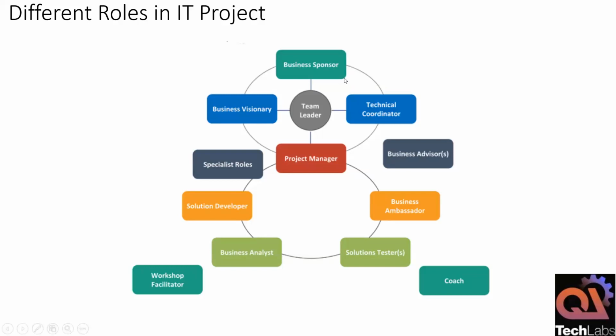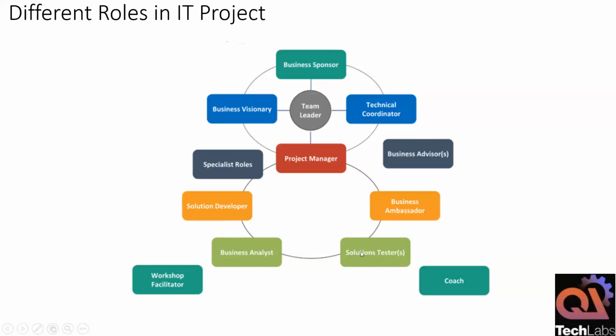Okay. So in an IT project, you have somebody by the name of business sponsor. That means he is the one who pays money for the project. Then you will have a team leader. Then a business visionary. See, whatever IT project you are doing should help somebody, right? So he will be the one who will define the business, how it will help. Technical coordinator, project manager, specialist role giving solution, business analyst, solution tester.